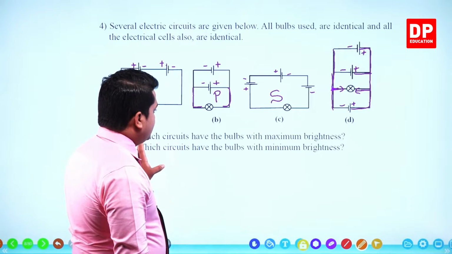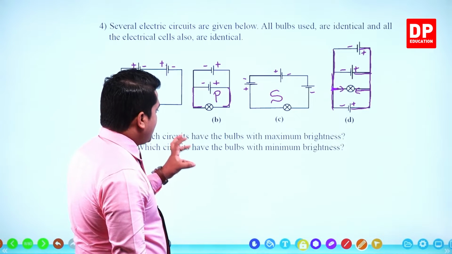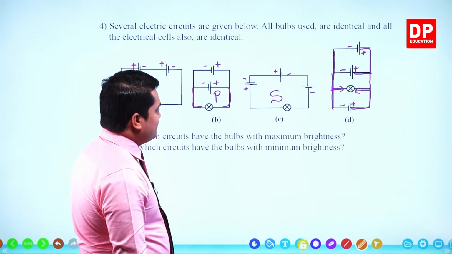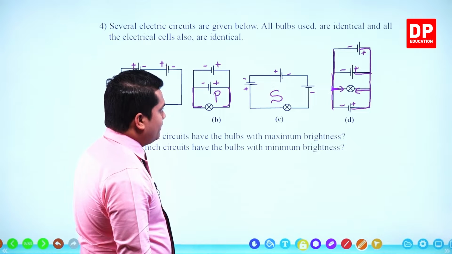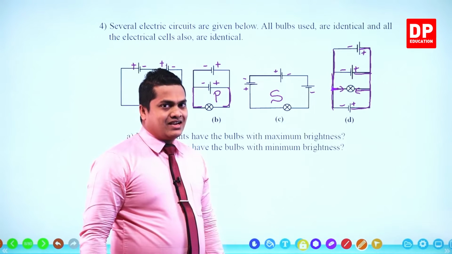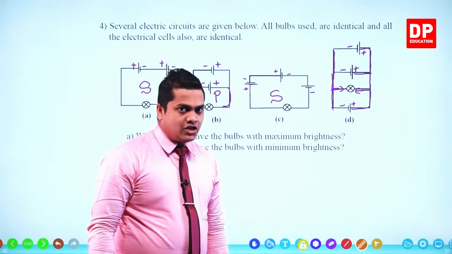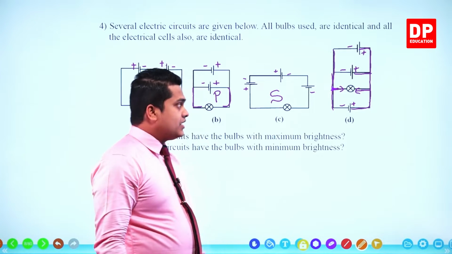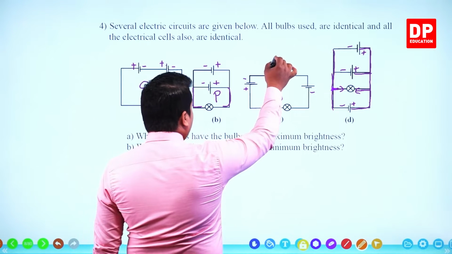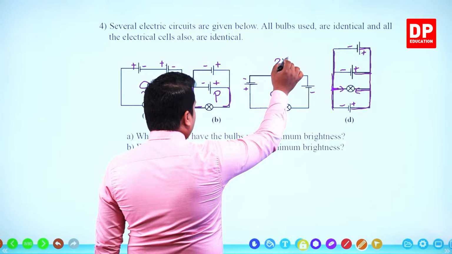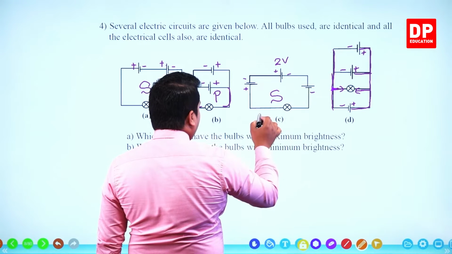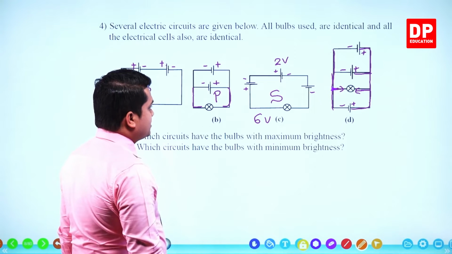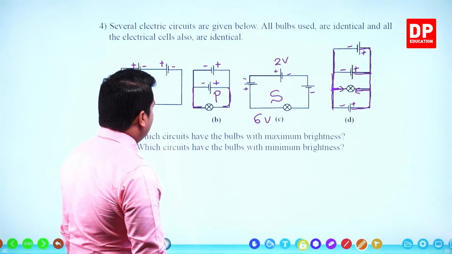So my dear children, let's see which circuit has the bulbs with maximum brightness. Maximum brightness can be observed when the cells are series connected, as the voltage is getting increased. Voltage is getting added up. For example, if this one has 2 volts, then 2, 4, 6, the entire voltage in here is 6 volts. Through the bulb, 6 volts of electricity is passing.